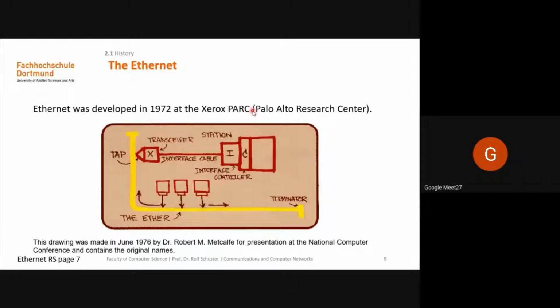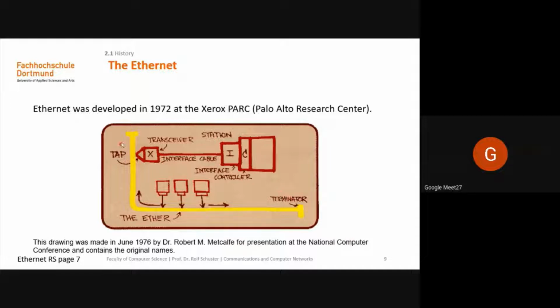In fact, Ethernet is a very old technology that was developed in 1972 at Xerox PARC, the site that Xerox has, the Palo Alto Research Center in California, near San Francisco. And this is a drawing that was made by Dr. Robert Metcalfe for a presentation at the National Computer Conference, and it contains the original names.